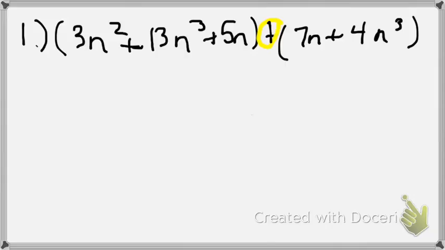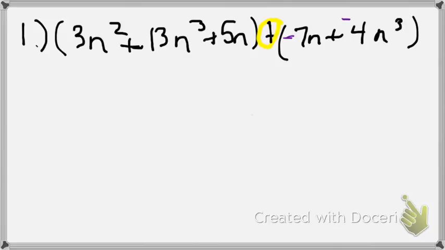As long as you now go to every single term inside, and how many terms are inside this parentheses? 2. Terms are separated by addition and subtraction. There are 2 terms inside the set of parentheses. Each term has to change to its opposite. So positive 7n becomes negative 7n, and positive 4n to the third becomes negative 4n to the third.